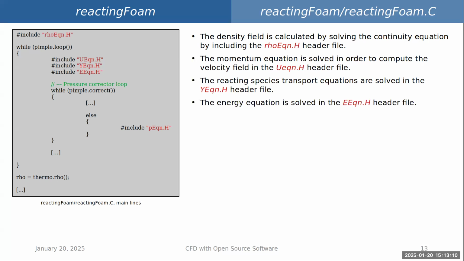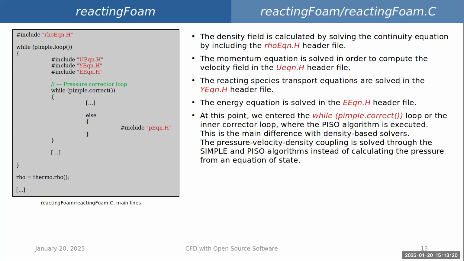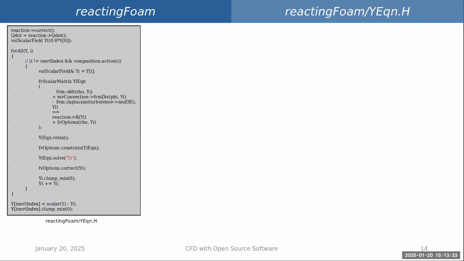At this point, the solver enters the while pimple.correct loop, which is the inner corrector loop where the PISO algorithm is executed. So that's a key feature of pressure-based solvers. The pressure-velocity-density coupling is resolved using a SIMPLE and PISO algorithm instead of calculating the pressure directly from an equation of state, which is one of the main differences from density-based solvers.